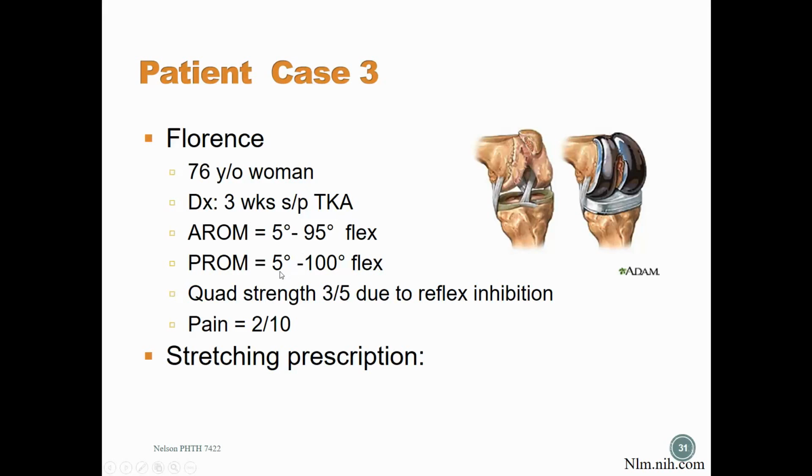Her passive range of motion, you could see she's still limited in extension. She has a little bit more flexion passively. Quad strength is 3 out of 5. Normal is 5. So she has the ability to move her tibia against gravity. So her quadriceps is a fair grade strength. But she's got some inhibition because of pain in the joint. Her pain is a 2 out of 10.